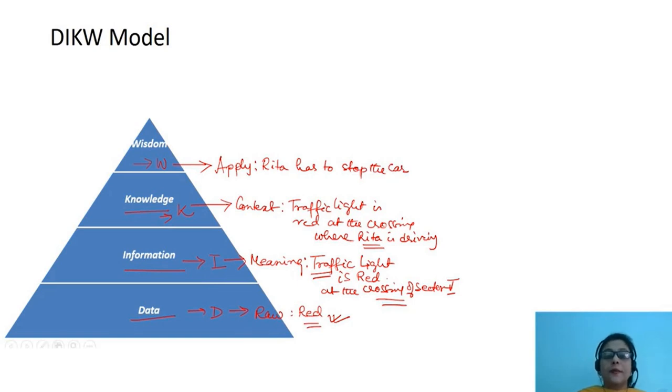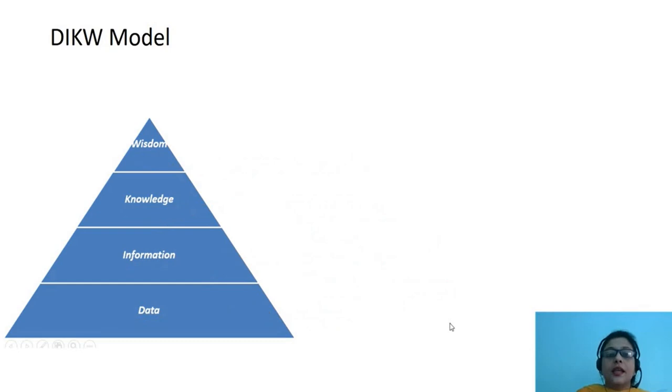So this is the example of the DIKW model. Let us understand it with another example. For the raw data, we can write vanilla. For the information part, which will give us any meaning, we can write vanilla ice cream.